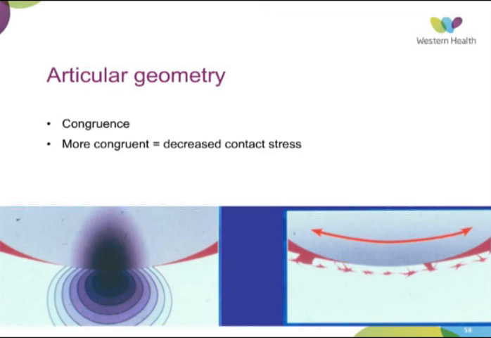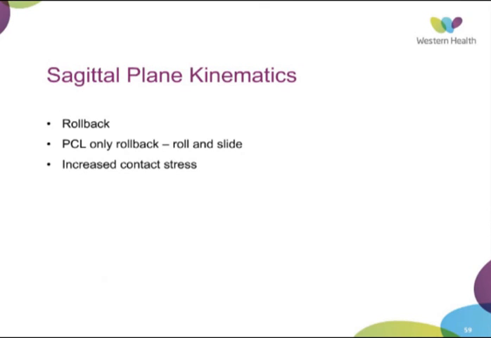We've talked already about congruency of the articulation. If we have an articulation that is less congruent, there's going to be a smaller point of contact and increased forces and increased contact stress there. If we have a more congruent joint, then we're going to have that force more evenly spread out. And having a more even spread is going to have less point loading and less chance of early failure. And we've already talked about the sagittal plane kinematics and rollback, and how that can increase contact stresses.